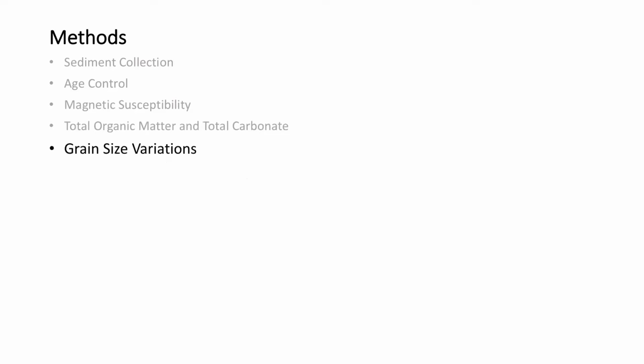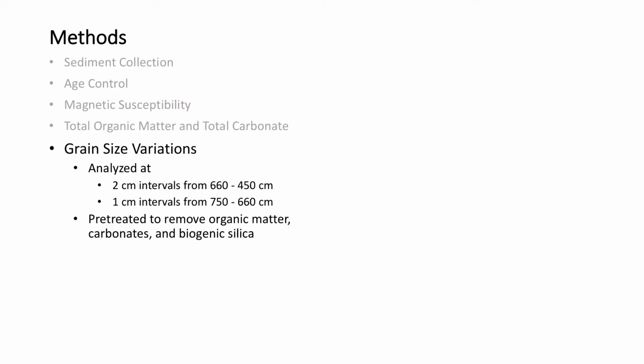Grain size variations. Grain size was determined at 2 centimeter intervals from 660 to 450 centimeters and 1 centimeter contiguous intervals from 750 to 660 centimeters. Sediments were pre-treated with hydrogen peroxide to remove organic matter, hydrochloric acid to remove carbonates, and sodium hydroxide to remove biogenic silica.